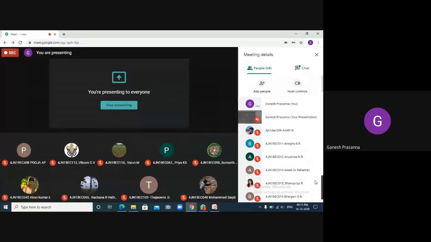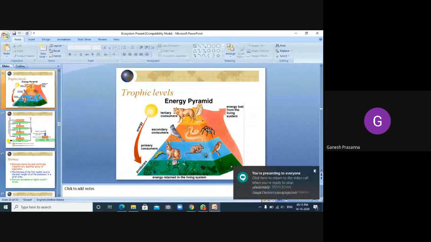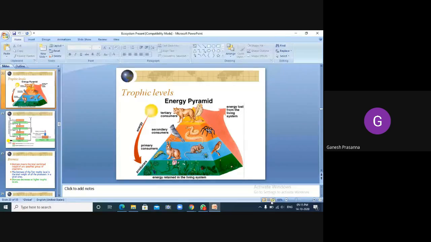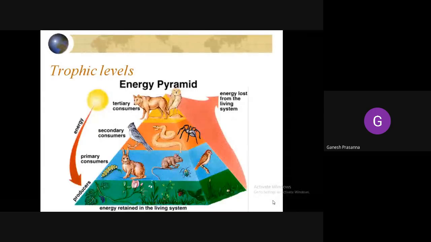So energy is lost from the living system. That is how the base is very wide. As you go towards the top, the energy is dissipated, and the consumers also go down.